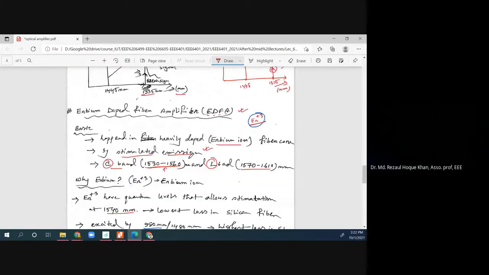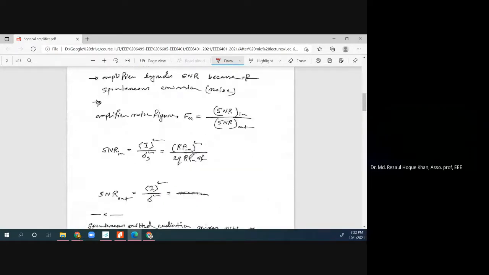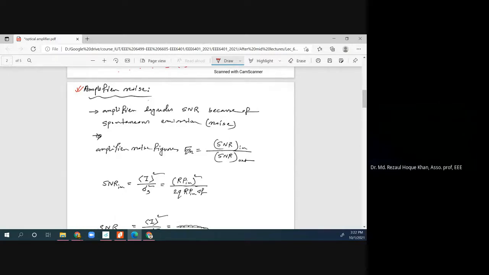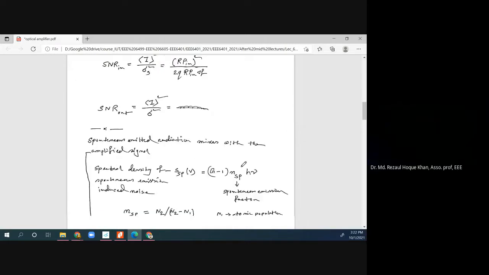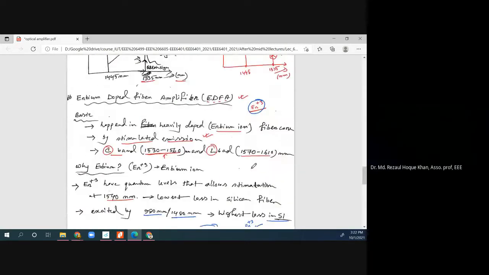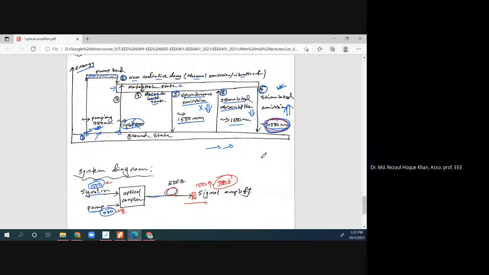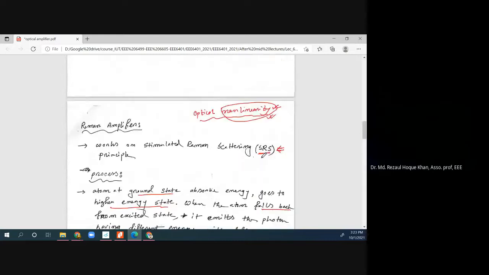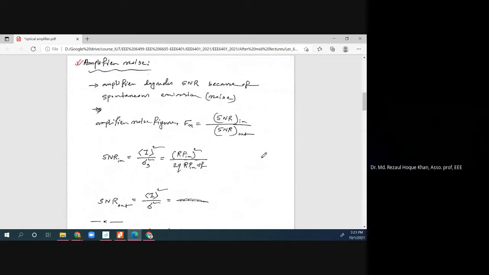Now we will discuss amplifier noise, because all amplifiers create noise. That's universal, because it's a mechanism. Whenever it amplifies something, we can trace back the source of our noise, which is spontaneous emission and stimulated absorption in the EDFA. They will create noise. Of course, they will be very minimized if you choose your material properly, but they will be there.